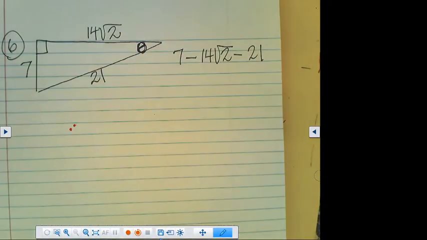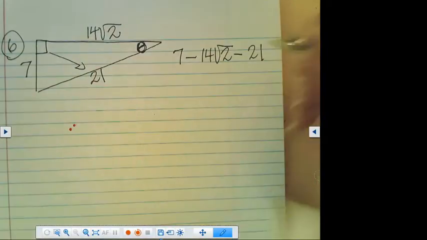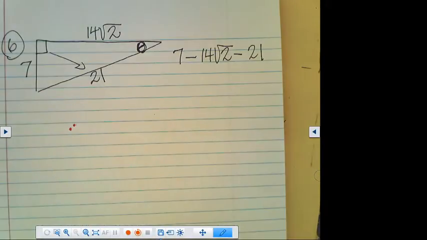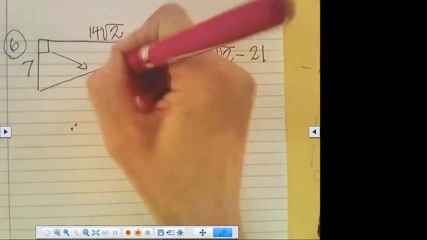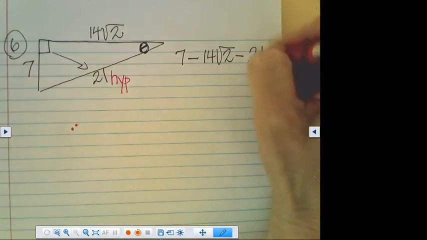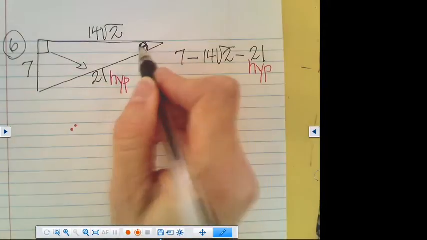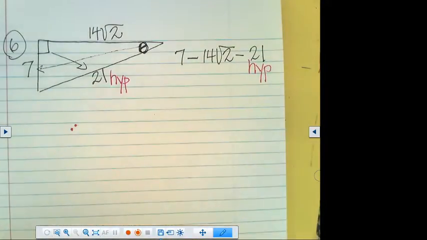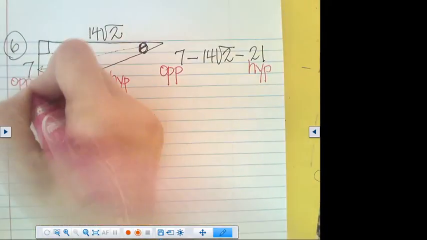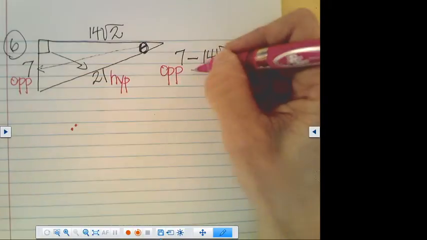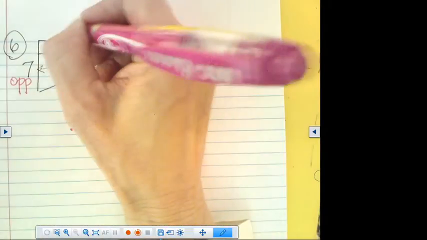Okay, here we go. What leg do we always identify first? Hypotenuse, which happens to be 21. Yes, good. Hypotenuse is 21. All right, what leg do we identify next? Opposite. Opposite is the 7. And finally, the adjacent leg is the middle leg, the 14 square roots of 2.